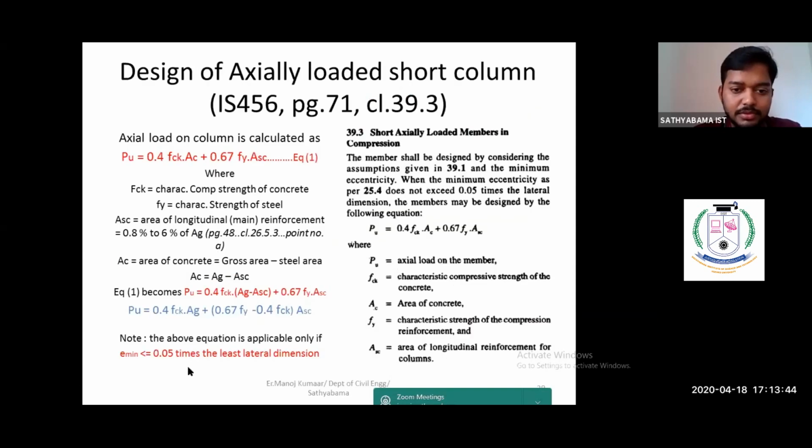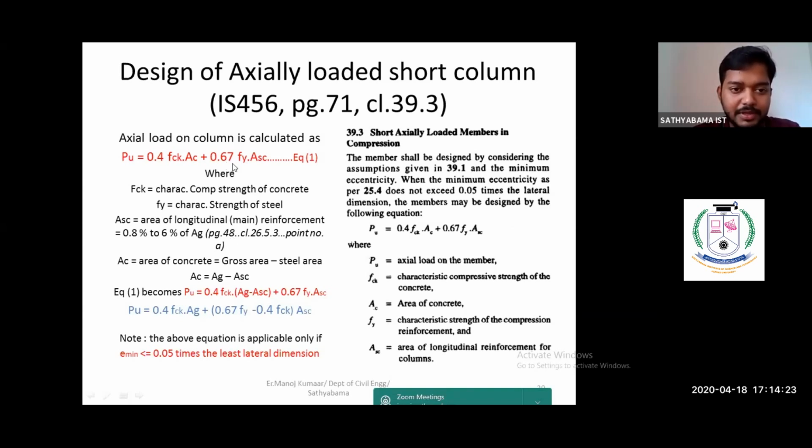Next, today we will be designing the circular column based on axial load. And for the circular column also we will be using the same formula, that is, axial load on column Pu is calculated as 0.4 fck Ac plus 0.67 fy into Asc. Asc is nothing but the area of main bar provided in the column. Ac is the area of concrete excluding the steel. fck is the strength of the concrete and fy is the strength of the steel.